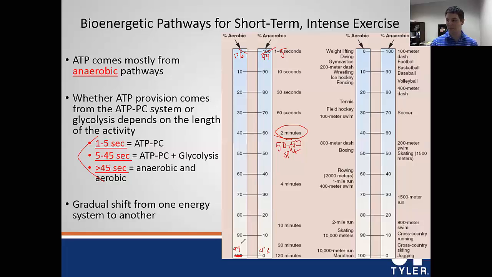Maybe tiny, but it's still taking place. And again, these are really long events. So just to summarize, there's a gradual shift from one energy system to the next: anaerobic at the beginning, aerobic during longer duration exercises. So this is good for knowing which system you need to train. If you're in one of these, you need to really focus on anaerobic systems, whereas if you're doing something like a marathon or 2-mile run or even a 1-mile run, you need to work on aerobic systems.